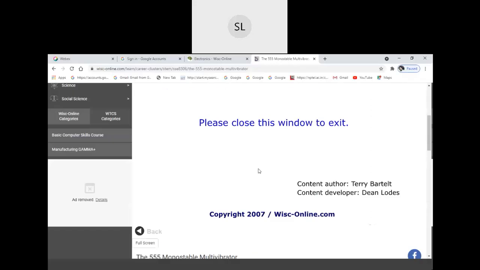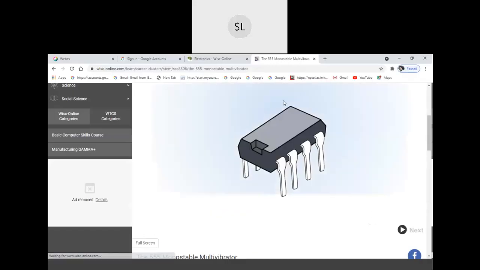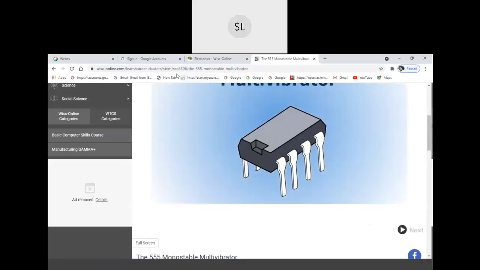Okay. So this was about the monostable multivibrator. I'll put this link in the chat box for your reference. I hope you have understood both the multivibrators, astable and monostable multivibrator. If there is any doubt, you can ask me, or we will stop here.